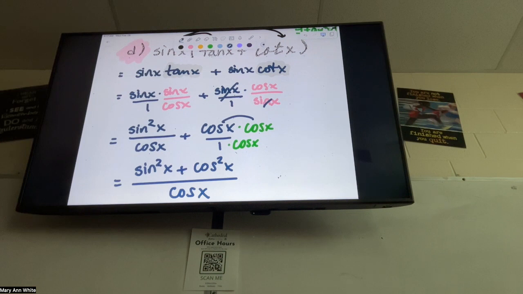Now, wait a second. What's sine squared x plus cosine squared x? 1. So I can replace all of that numerator with just 1, and I get 1 over cosine. And let's go one more step. What is 1 over cosine? Secant.